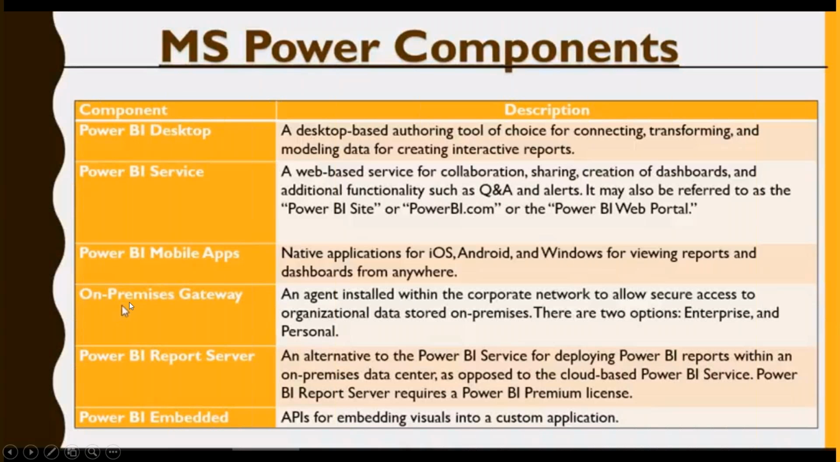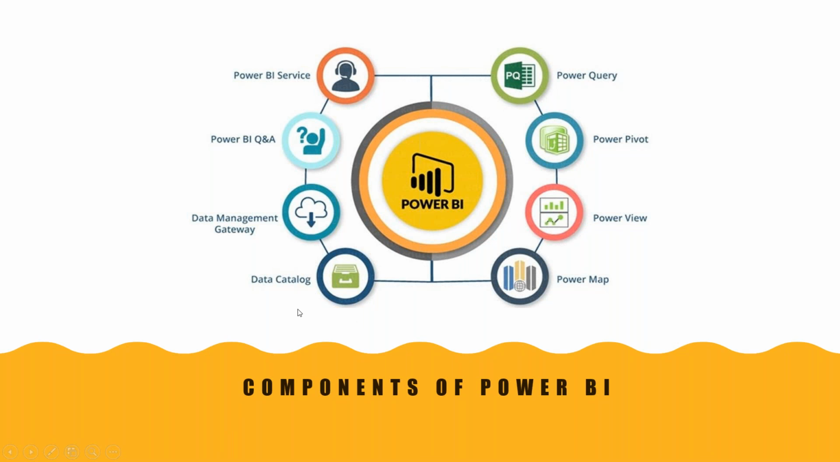Then we have the on-premise data gateway. We just talked about that. It helps us set up a secure network between our on-premise systems and the cloud service. Then there is the report server, which is an on-premise solution to publish reports. Then Power BI Embedded: if we have to embed any dashboard or report into our native application, let's say HTML, .NET, or Java, how can we do that? We can do that with the help of Power BI Embedded.